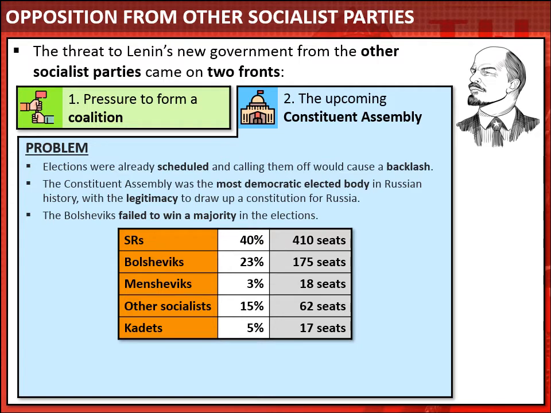As you can see, I've given you the results of the elections. For each party, you can see the share of vote which they won and the number of seats they gained in the Constituent Assembly. The clear winner here was the SR party, and that reflected the fact that the vast majority of the Russian population were peasants. The Bolsheviks came a distant second, although they had gained most of the support in urban areas.